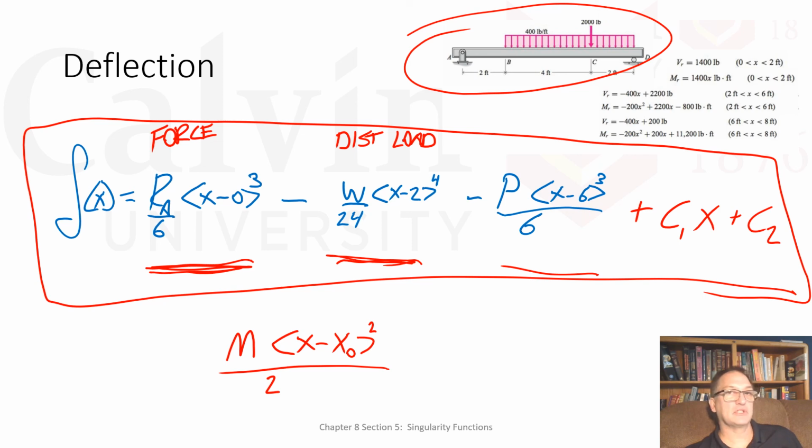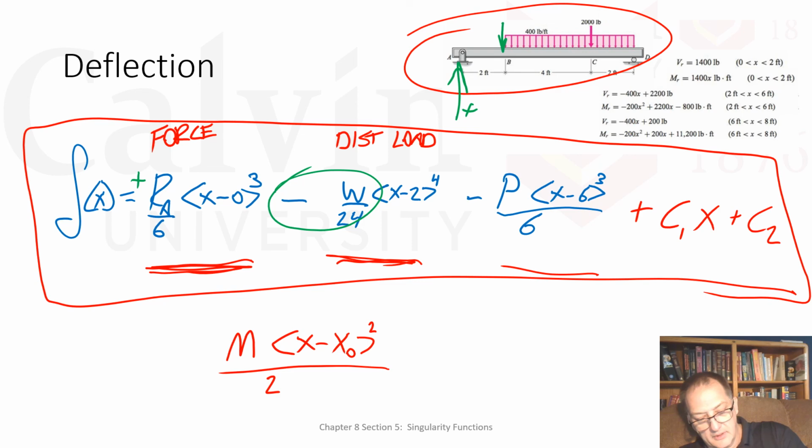But now we can just look at a system and write down the equations. RA has a positive sign because it's acting in the positive direction. Minus W because it's acting in the negative direction. Minus P, it's acting in the negative direction. And now we can go in and solve for boundary conditions, and we've got our equations.